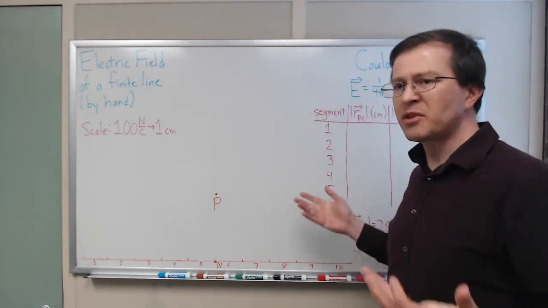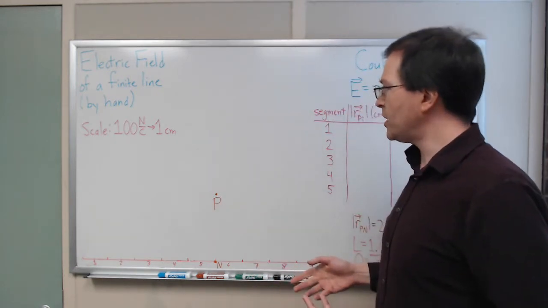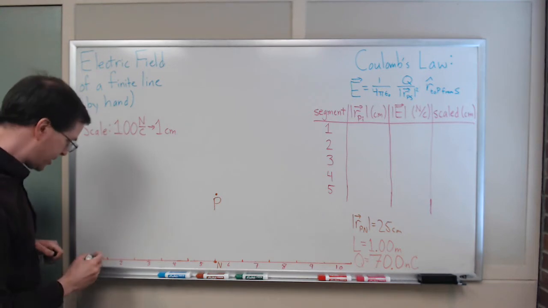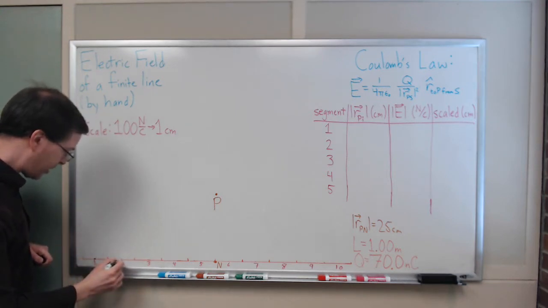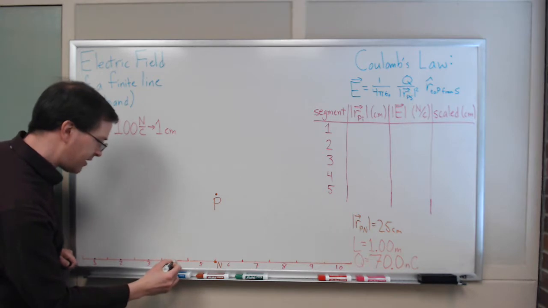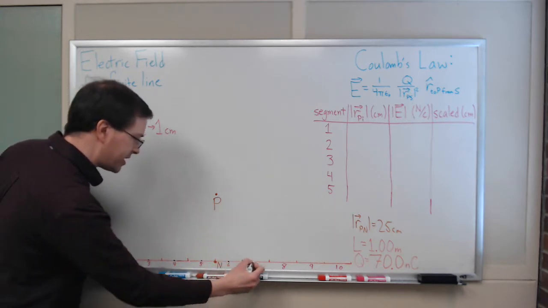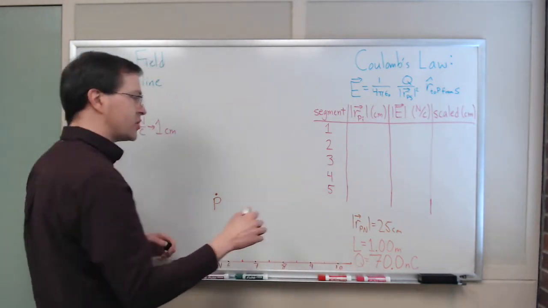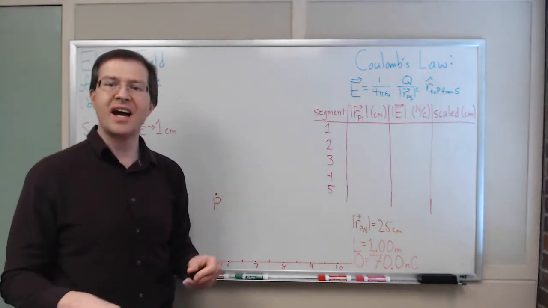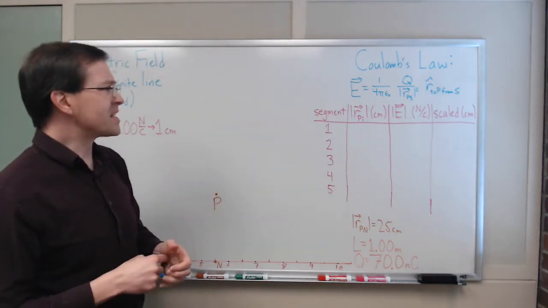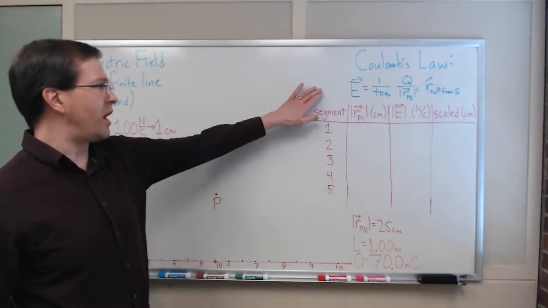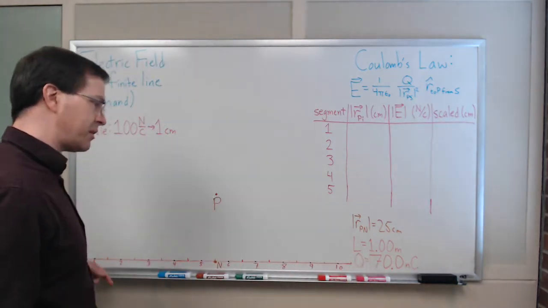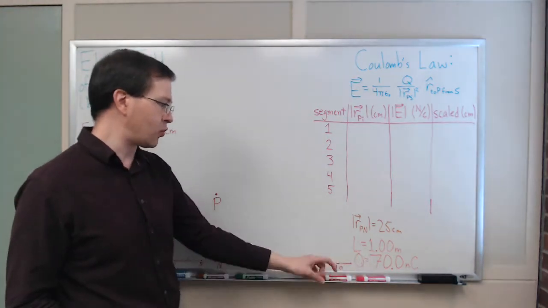To set up this problem, I need to use Coulomb's law for each of the 10 point charges that I'm imagining, one at the center of each of these 10 segments. I'm imagining all the charge of each segment is centered on it, so I just need to use Coulomb's law 10 times. How do I do that? I need to know the charge on each point. It's the total charge divided by the number of segments, so each one is going to have 7 nanocoulombs of charge.